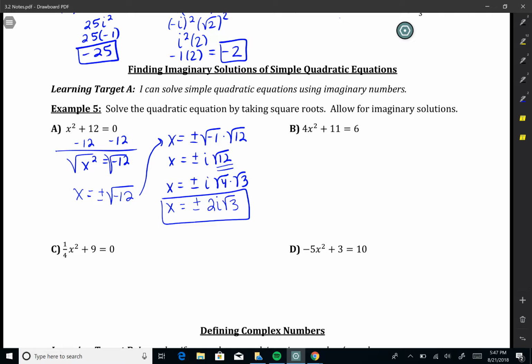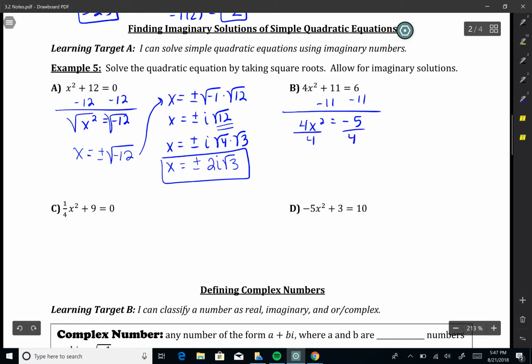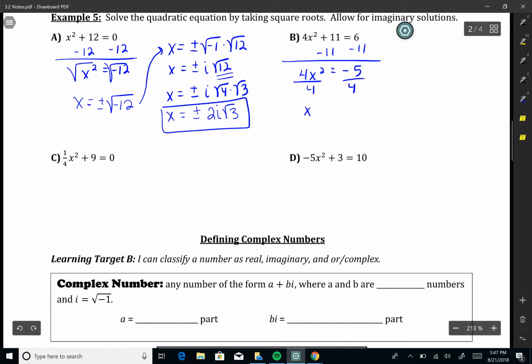All right, we're going to do B, and then we're going to call it a day, and we're going to finish the rest in class. 4x squared plus 11 equals 6. I'm going to subtract 11. So I have 4x squared equals -5. Then I have to divide by 4. And I get x squared equals -5 over 4.